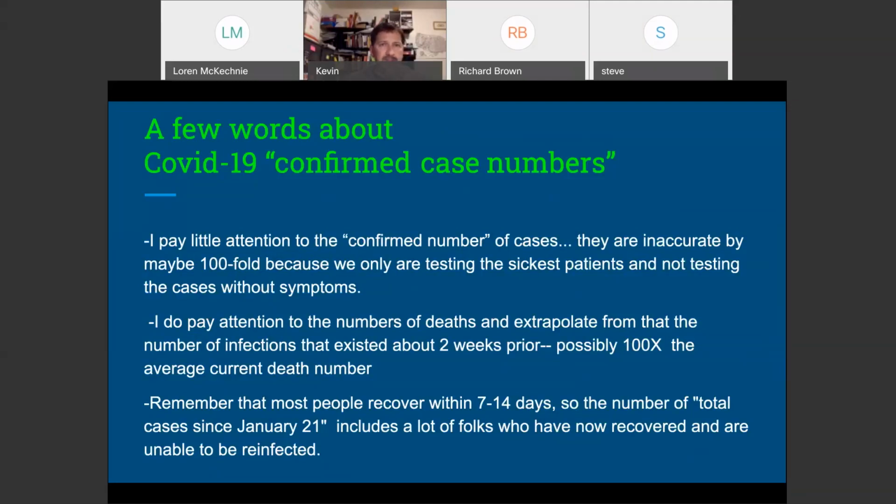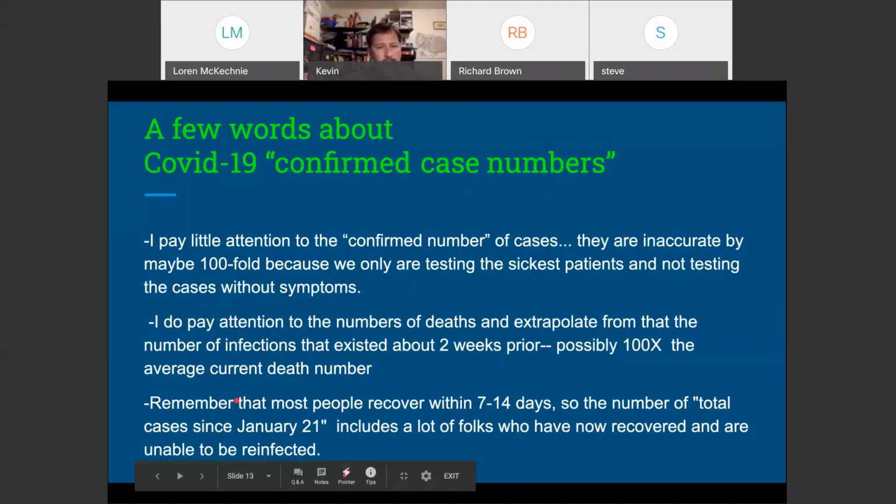So the number of deaths is a very real number that we can probably rely on, but the number of deaths we had as of today is a reflection of who got infected 2 weeks ago. These people don't just get the virus and die that same day. A person who is going to die from this virus actually gets infected and 2 weeks later dies. So our death rate is lagging behind, if you will, the number of infections by about 2 weeks.